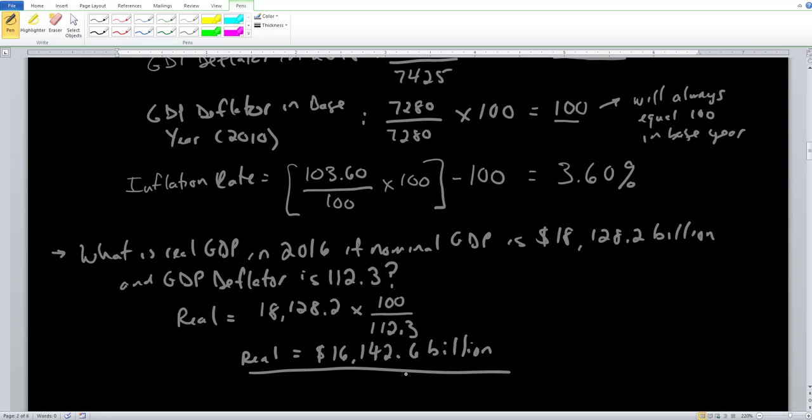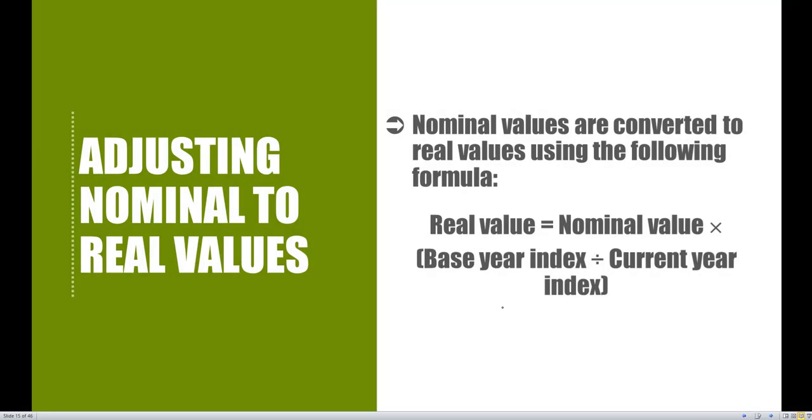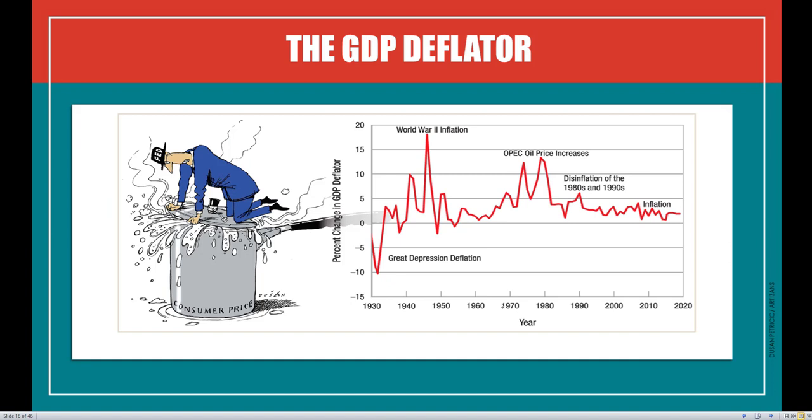So two different formulas for the GDP deflator, one easy, one fairly complex, but depending on the type of information that is given to you and the question that you want to ask, you know exactly which of these formulas to use. And just a little bit of history about the GDP deflator, we can notice exactly how the GDP deflator is showing inflation, deflation, and disinflation over the course of US history.